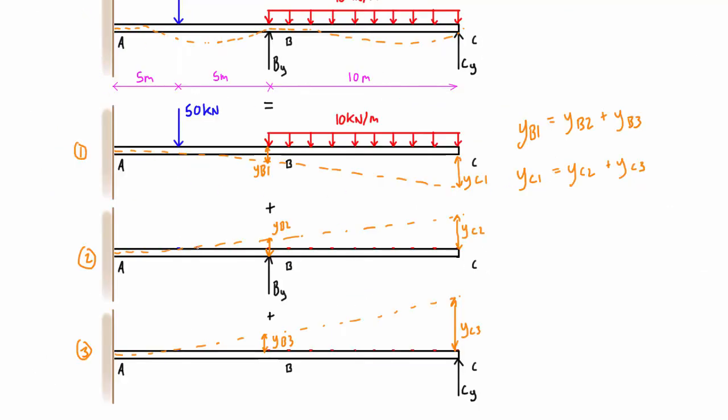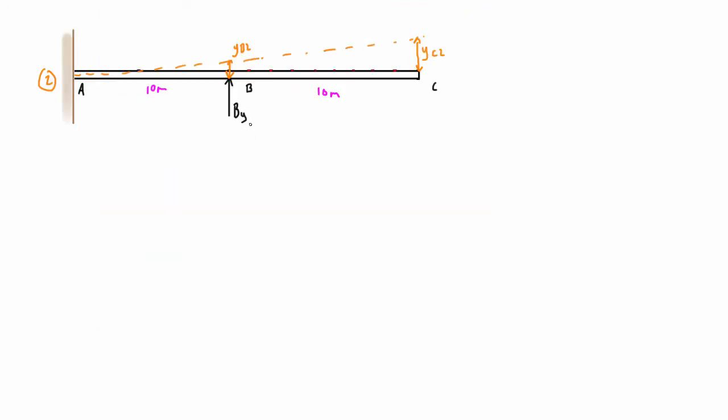In this video, what we want to do is moment area method on case 2 and case 3 to figure out what all these terms are. And then we're going to be able to solve for By and Cy. So first of all, let's do case 2, I guess.